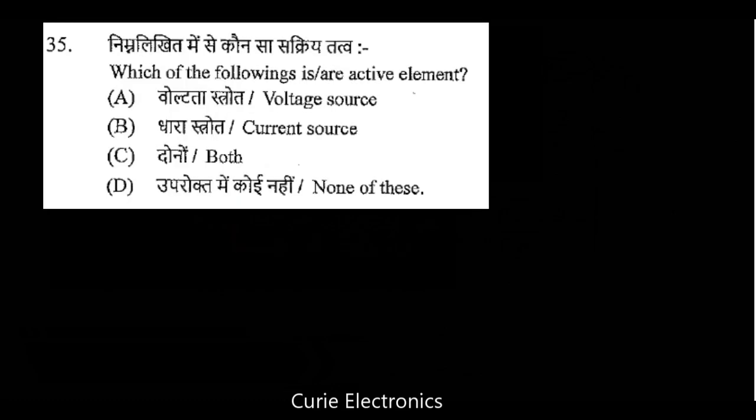Question number 35. Which of the following is an active element? The active element means one which will supply energy to the circuit, or which will amplify the energy. A voltage source is correct, and a current source is also correct. The answer is both the current source as well as the voltage source.